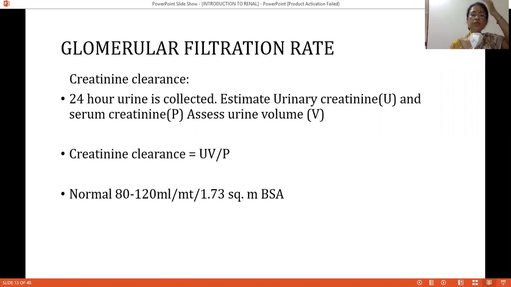So you have to know a little bit about glomerular filtration rate. Two things are important. One is creatinine clearance, which is in the book also. How to do it: 24 hours urine is collected. Estimate the urinary creatinine along with the serum creatinine, and the urine volume. Then creatinine clearance will be UV divided by P, that means urinary creatinine times urine volume divided by plasma creatinine. It is normally 80 to 120 ml per minute per meter square body surface area.